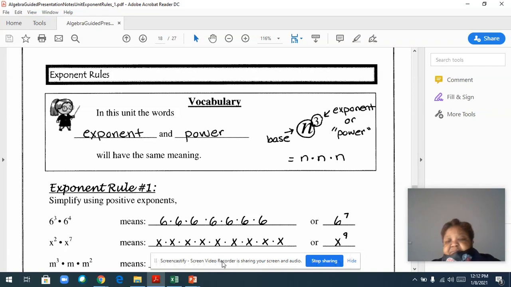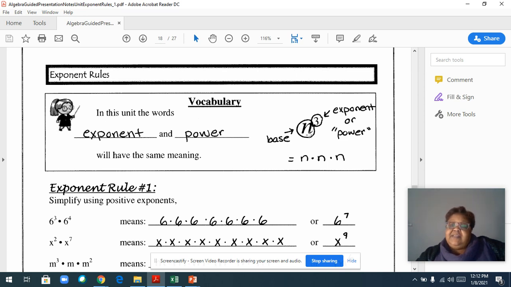Hey people, the class video didn't work out, so I'm going to go ahead and go through what we went through today in class. Today we're going to start on exponent rules, and I'll have a hard copy of this for you all Monday. In this unit, the words exponent and power mean the same thing.